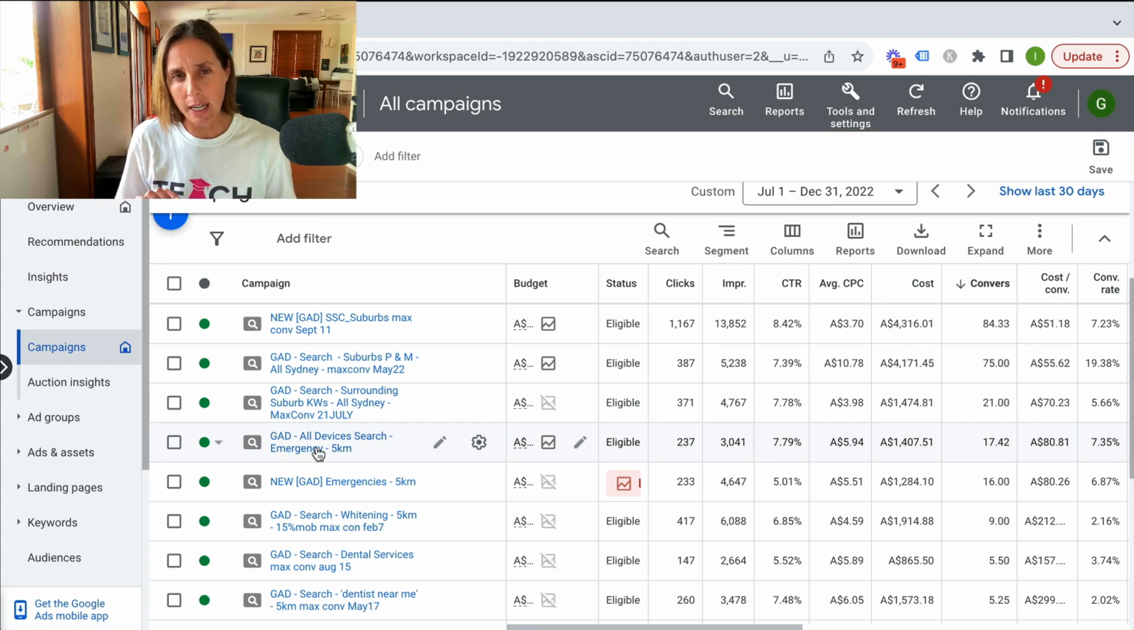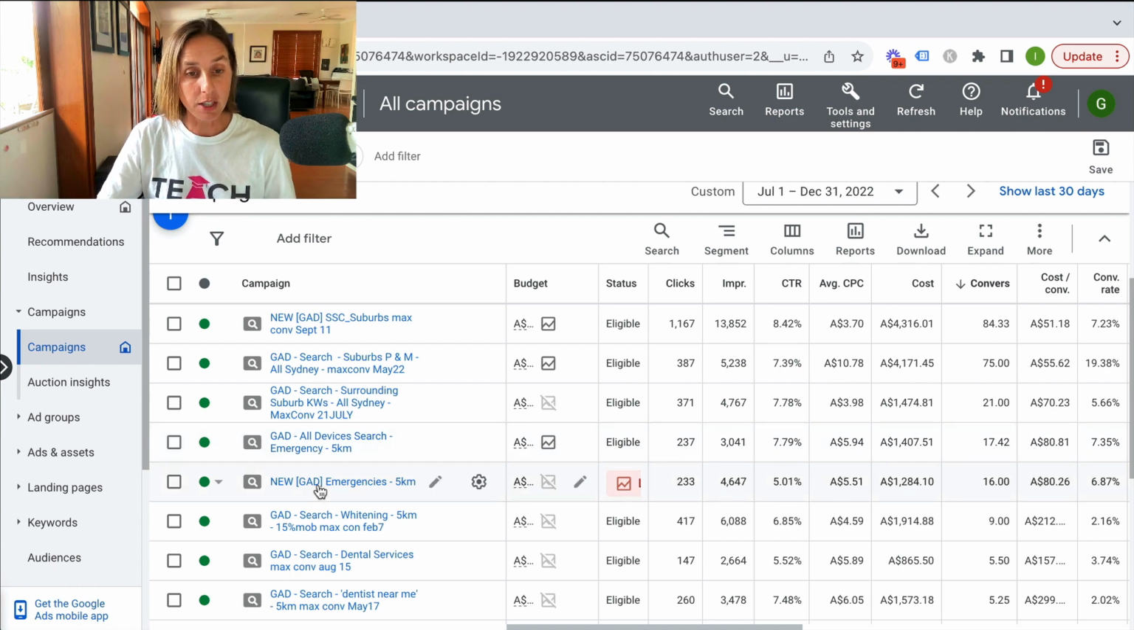For the location targeting for this, I do have very narrow location targeting, because I do find people aren't really prepared to travel large distances. So just make sure you're really tight with your keywords and tight with your location targeting.